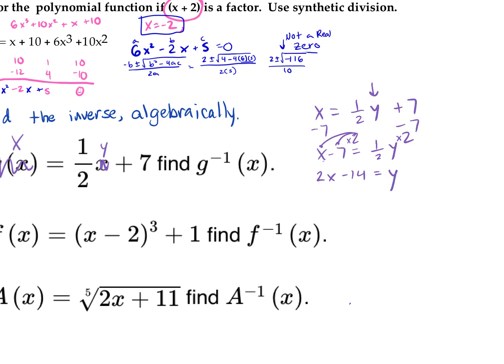So to name it, we have to put that exponent of -1. That's just naming the inverse. So g inverse of x is equal to 2x minus 14. Again, if we didn't distribute the 2, we could just leave it as 2 times (x minus 7). These are the same.